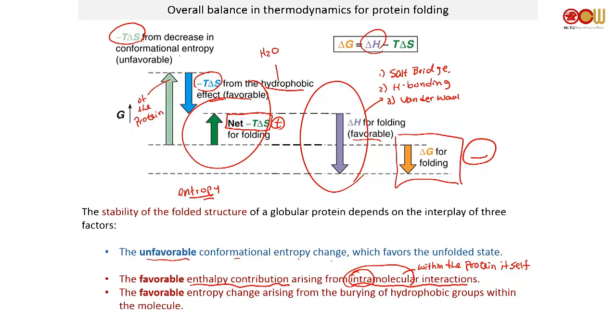Intra is within itself. And then you also have a favorable entropy change arising from the burying of hydrophobic groups within the molecule. This is the hydrophobic effect. So let's get this straight. Unfavorable due to a drop in entropy of the protein, but favorable due to intramolecular interactions, salt bridges, hydrogen bonds, van der Waals, and then a favorable hydrophobic effect. And then you have a folded protein.